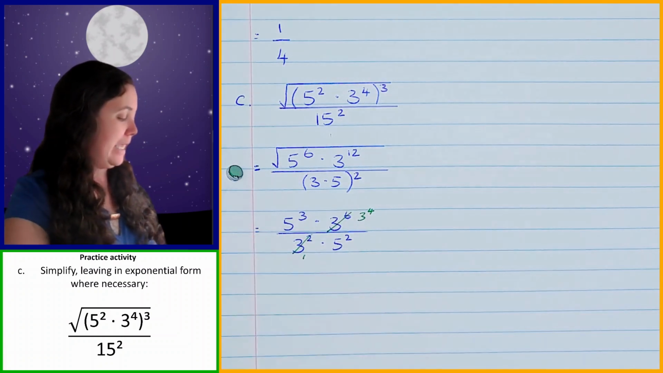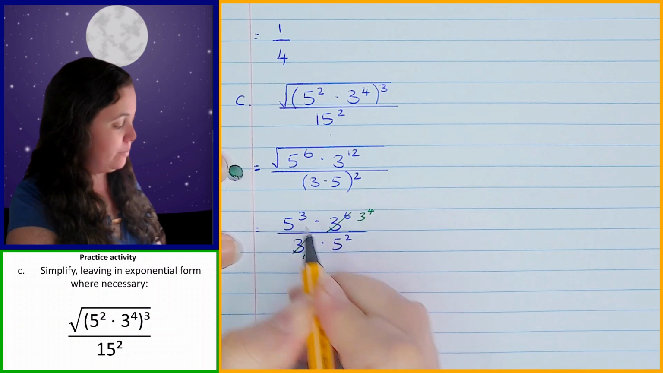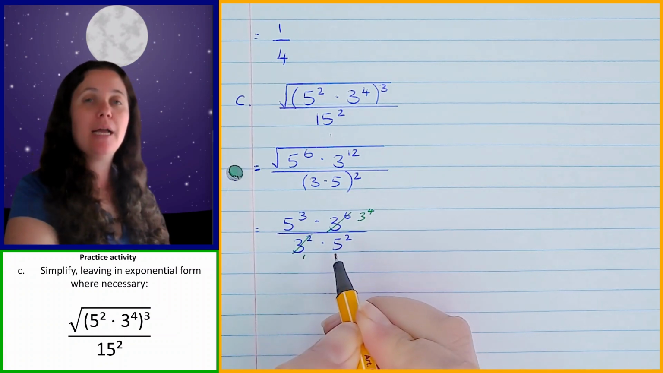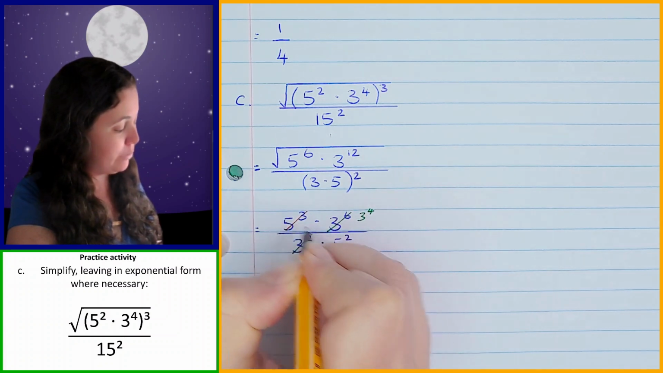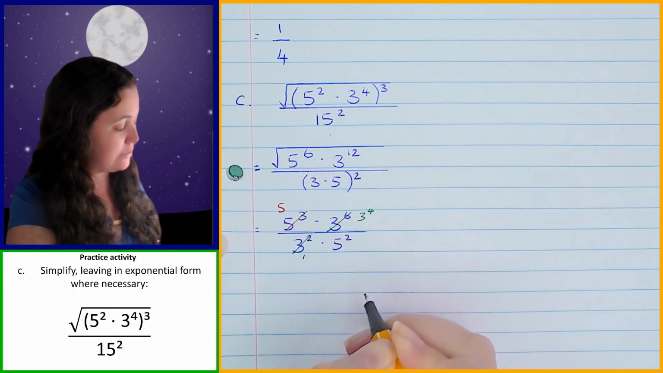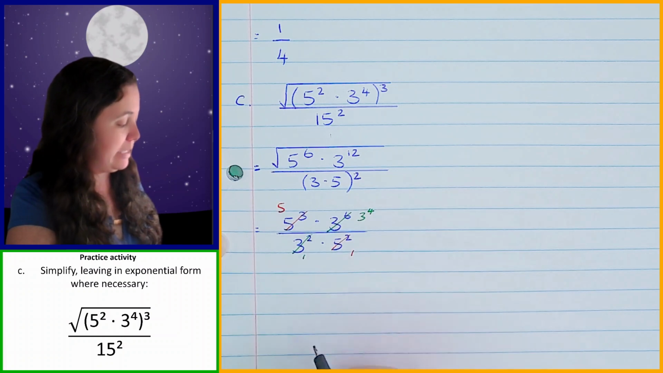Then for my 5s, I've got 5 cubed and 5 squared. Again, the higher one is at the top, so that's where my answer is going to be. I'm going to have 5 to the power of 3 minus 2 is 1, or just 5, and that cancels out completely, giving me 1.